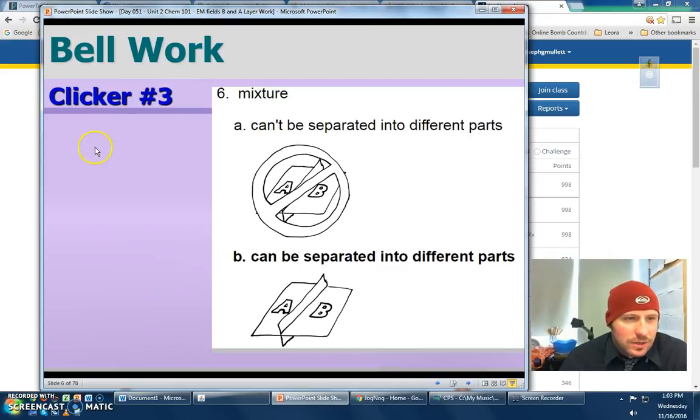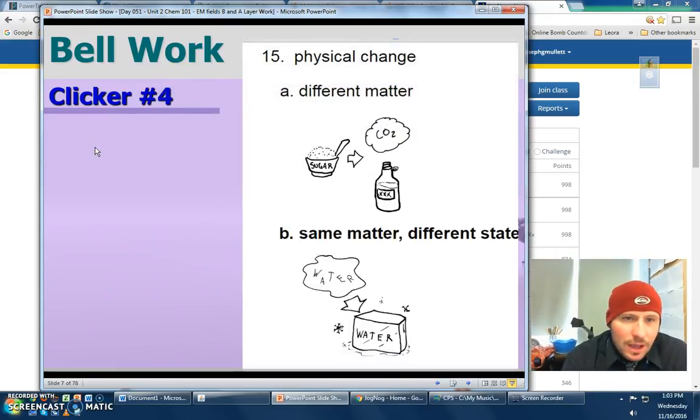All right, let's go to another question. Number 4. We have a physical change, and your answers are either A, different matter comes about in a physical change, or B, it's the same matter but just a different state. Guest teacher, please pause the video for 30 seconds.